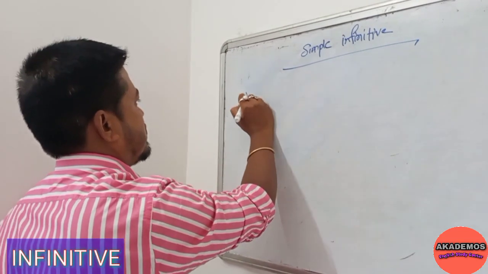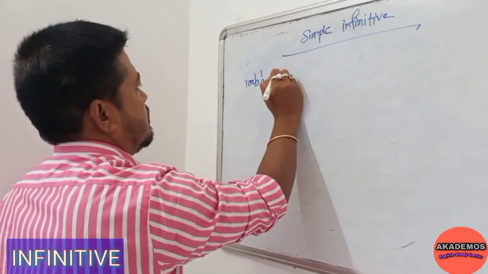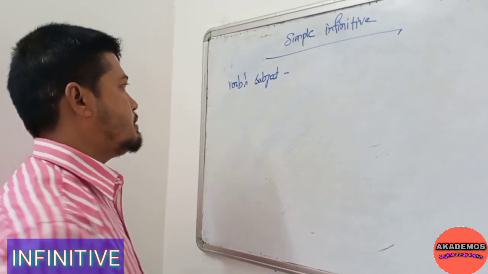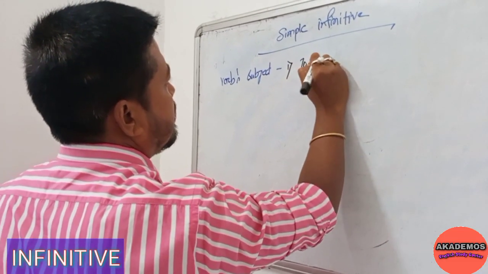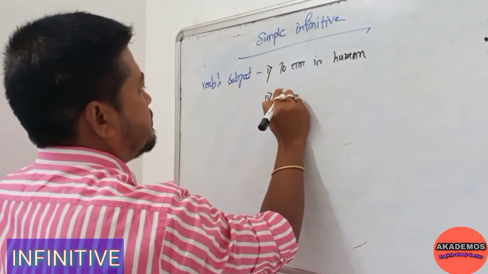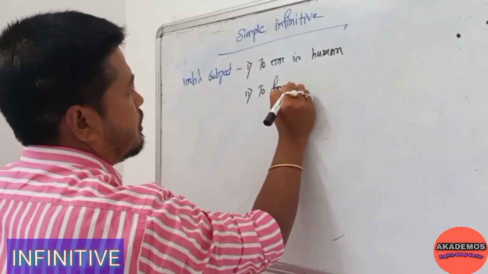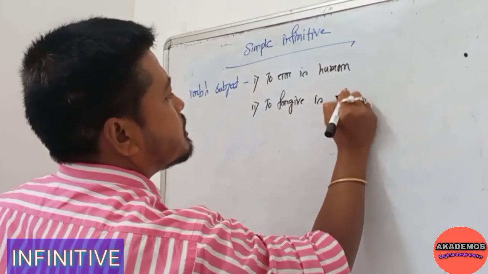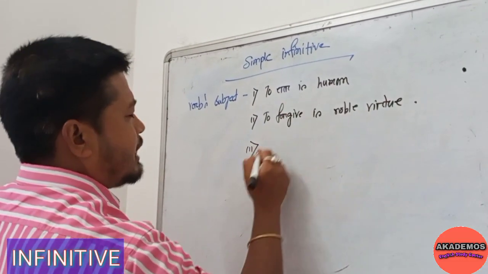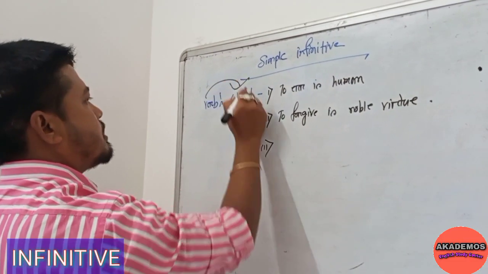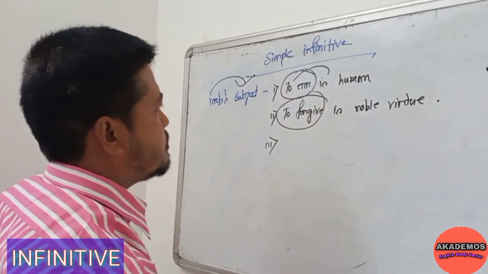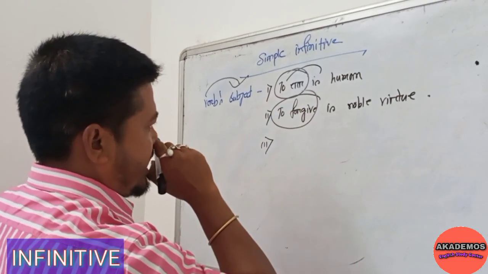Number one point: subject of verb. What is subject of verb? Example: To err is human. Manush matrai dosh hoy. To forgive is a noble virtue. This is the verb subject, that means hocche verb er age boshe infinitive. Ekhane "to" word. This is not the action. There is no force of action. It is acting as a noun.